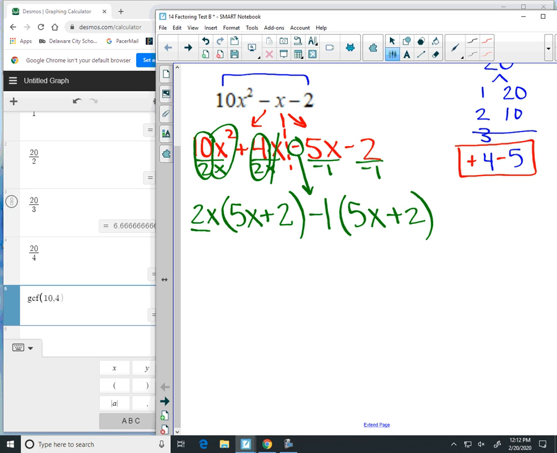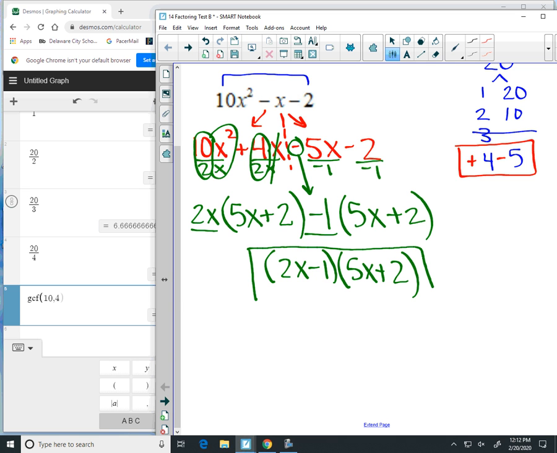And then we're going to write our final answer. 2x minus 1 times 5x plus 2. And that's your final answer. Done. That's factoring a trinomial. Here's the thing.